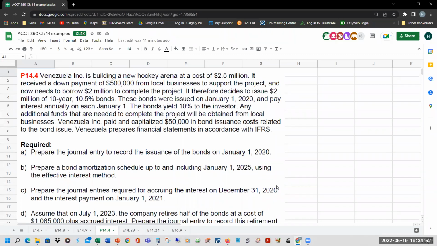So my little question to you before I move is, how much is the total interest payment? What is the PMT going to be? Face value is 2 million. What is the PMT on these bonds?